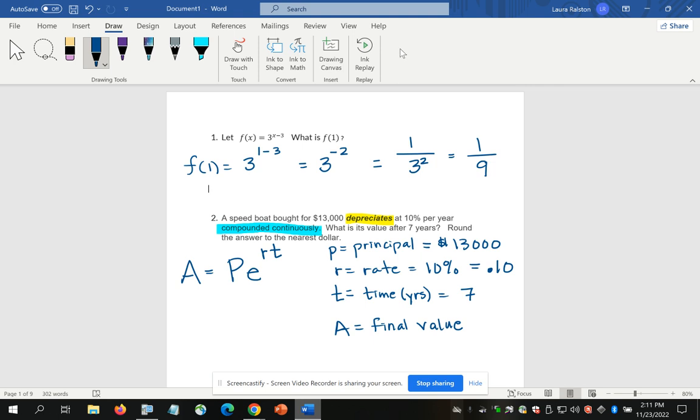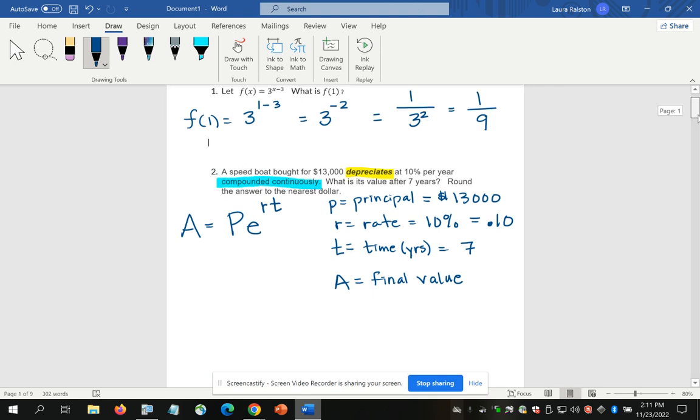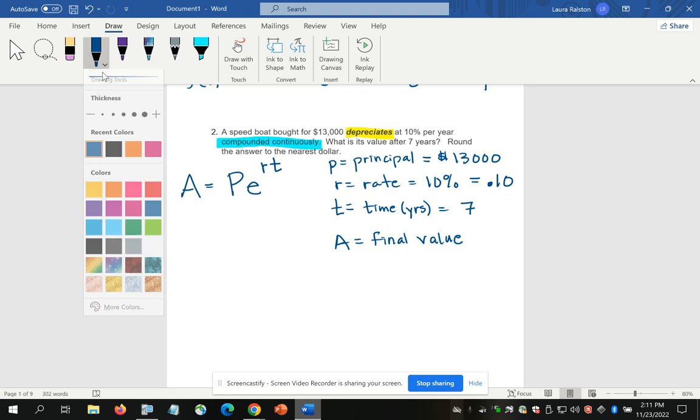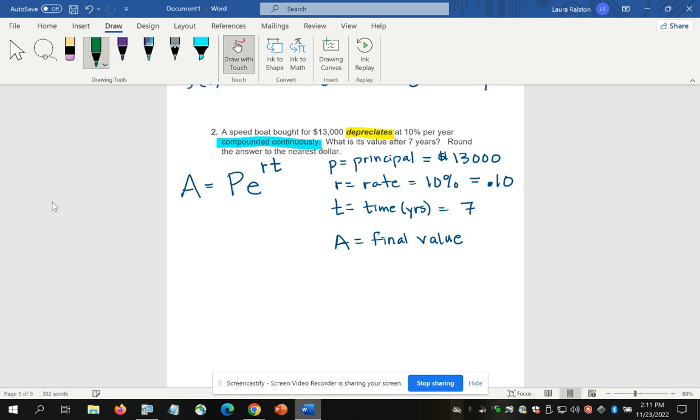So once you recognize that you need to use that formula, it does become a plug and chug. If I substitute into this formula, I want to know the final value of the boat after 7 years. I paid $13,000 for the boat. E, and here's where a lot of students make a mistake. Because it depreciates, it's losing value. You have to use negative 10.